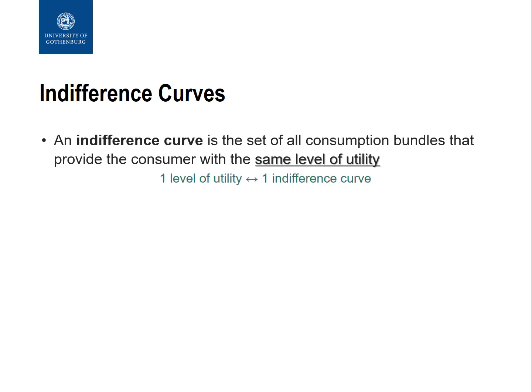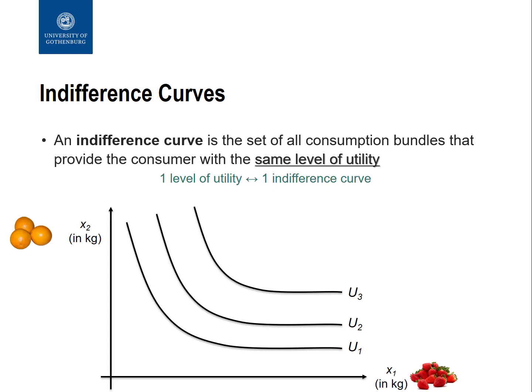So, one level of utility corresponds to one indifference curve. Keep that in mind. There are, of course, several indifference curves, and the higher the indifference curve, the higher the satisfaction derived from the consumption bundles which belong to the curve. So the level of utility U1 is smaller than U2, which is smaller than U3.